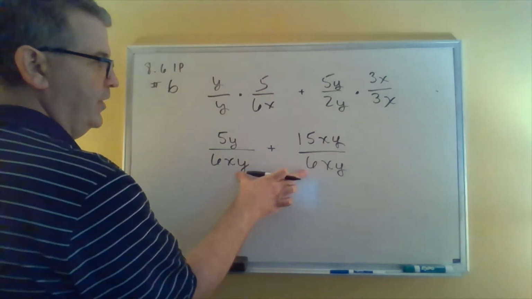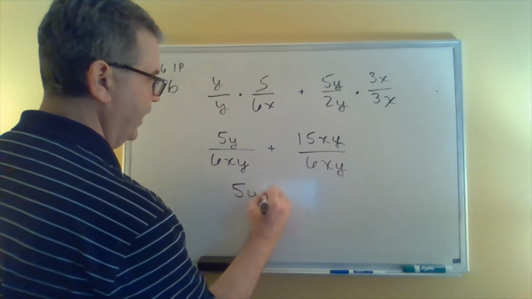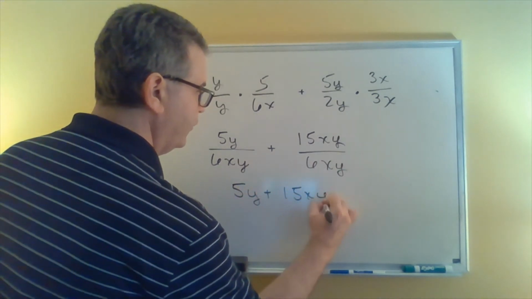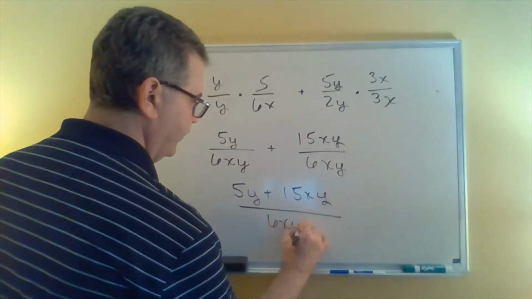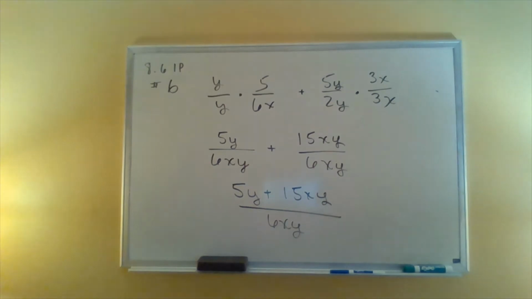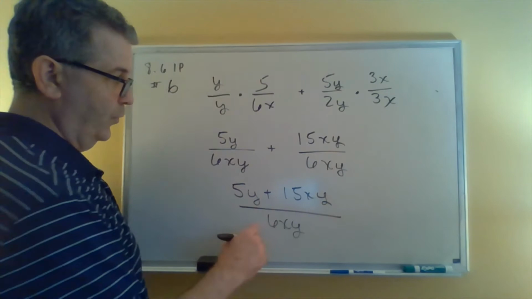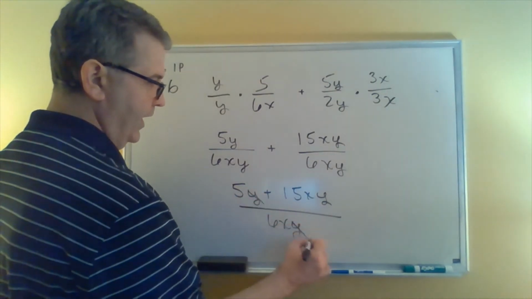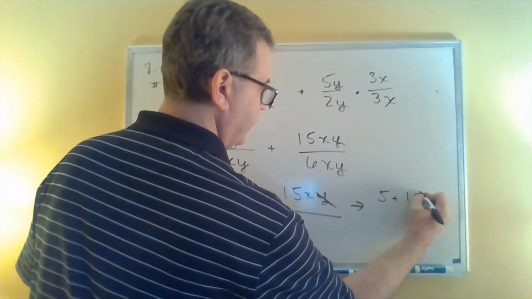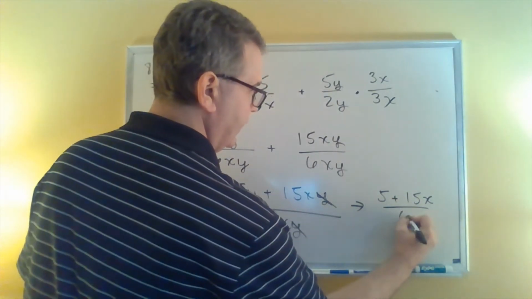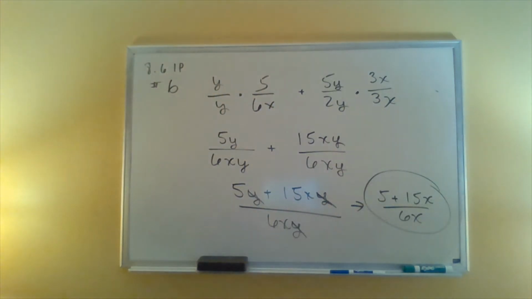So now I have that common denominator I was looking for of 6xy. So I'm going to combine my numerators, 5y plus 15xy, over my common denominator of 6xy. The only common factor I have in 5y, 15xy, and 6xy is y, which is present in all of those, so I can cancel the y out of each one. And I'll be left with 5 plus 15x over 6x. And there is my answer to number 6, 5 plus 15x over 6x.